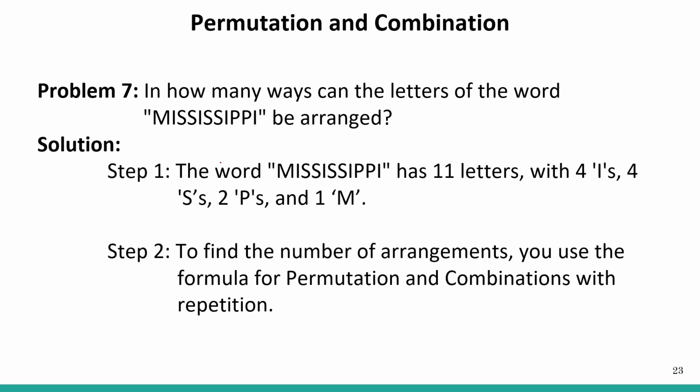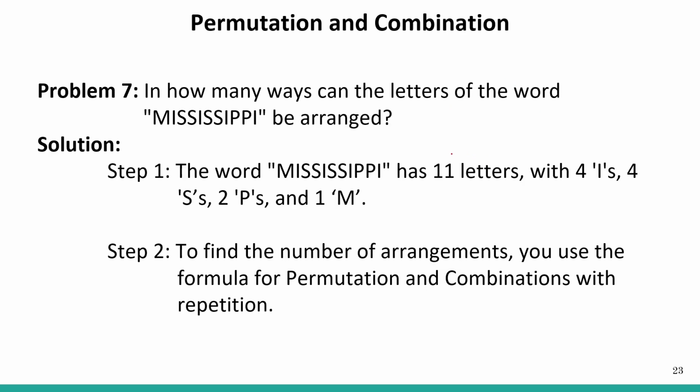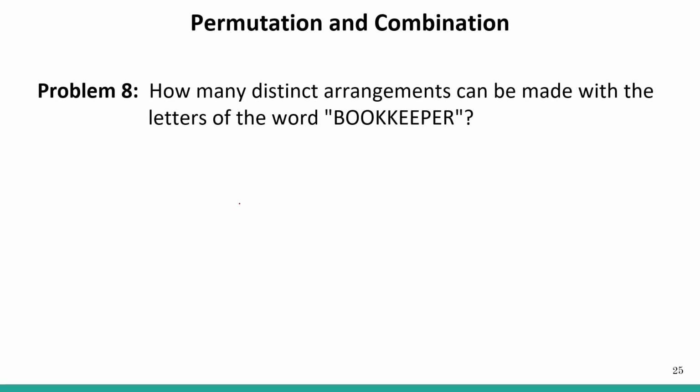So in how many ways can we do this? In this many ways: 11 factorial divided by 4 factorial into 4 factorial into 2 factorial. Because in Mississippi, I is repeated 4 times, S is repeated 4 times and P is repeated 2 times, and the total number of letters is 11. So it sums up to 34,650.